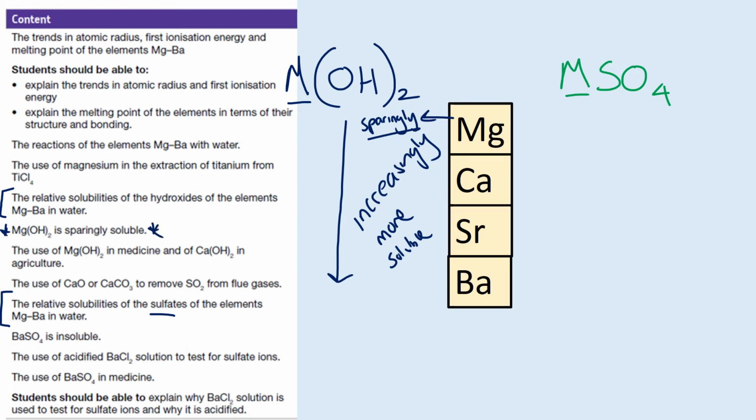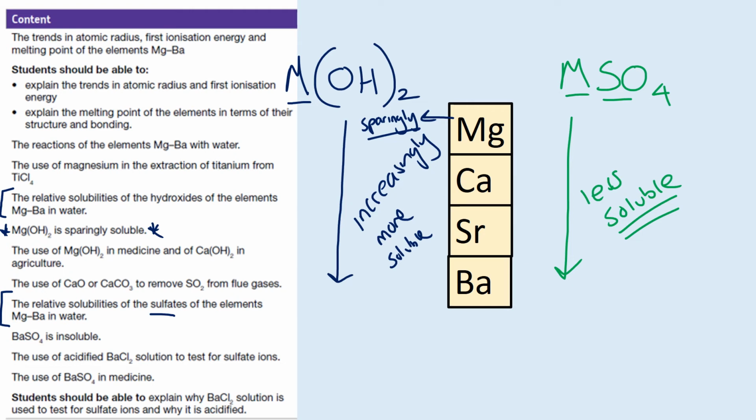Mg(OH)2 is sparingly soluble. That basically means it's not quite insoluble. It's almost insoluble. Only a small amount will dissolve. So it's sparingly soluble, almost insoluble. And as you go down the group, they become less soluble. So it's the opposite trend. The sulfates become less soluble as you go from magnesium down to barium, and the hydroxides become more soluble.